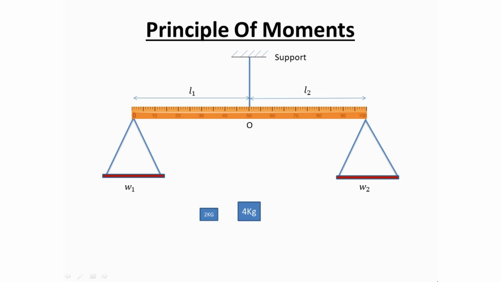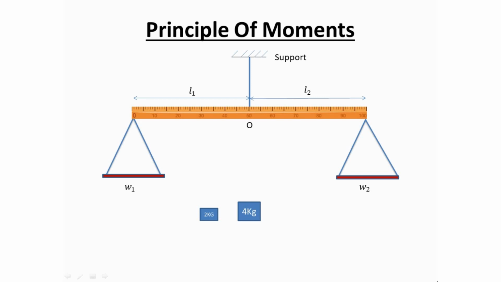We can observe that the ruler is horizontal. I have also attached two pans of equal masses to each end of the meter rule, that is at 0 centimeter and at 100 centimeter marking. Now, let us assume the weight that we place in the left pan be denoted by W1 and the weight placed in the right pan be denoted by W2. Also, let the distance from the left pan to the center of the meter rule be L1 and the distance of the right pan to the center of the meter rule be L2.